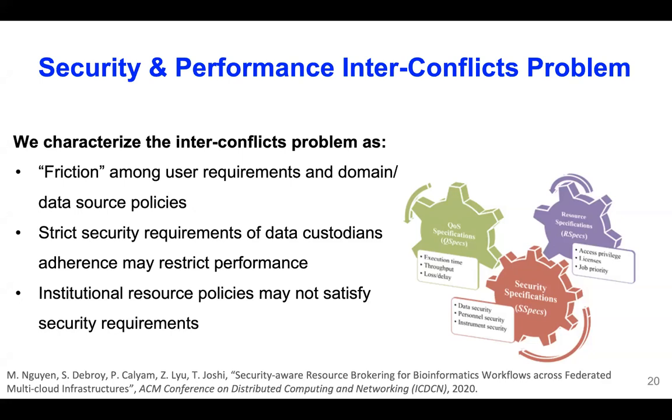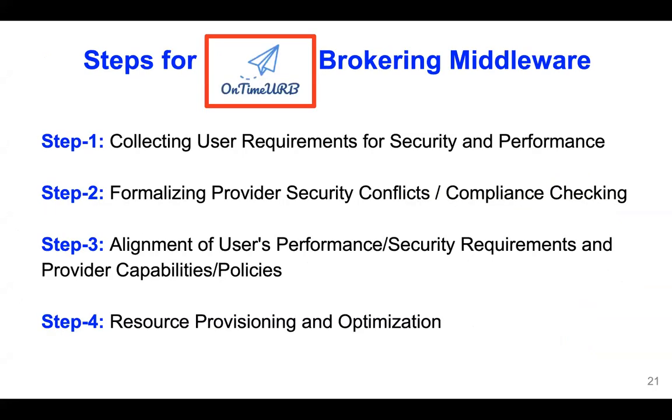The problem is really how do we automate this, right? So how do we make this more seamless and how do we resolve these conflicts in a way that we can synergize the design of the system? So that's the premise for our OnTimeURB, which is the brokering middleware we've been working on. We want to be able to have this be a middleware that can help any general problem.